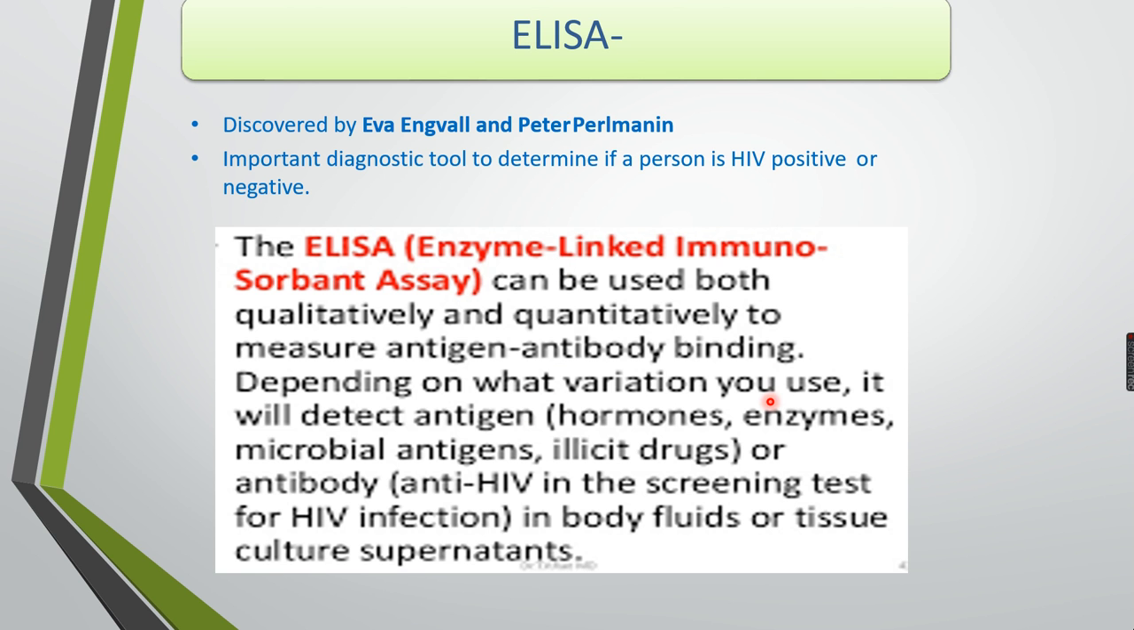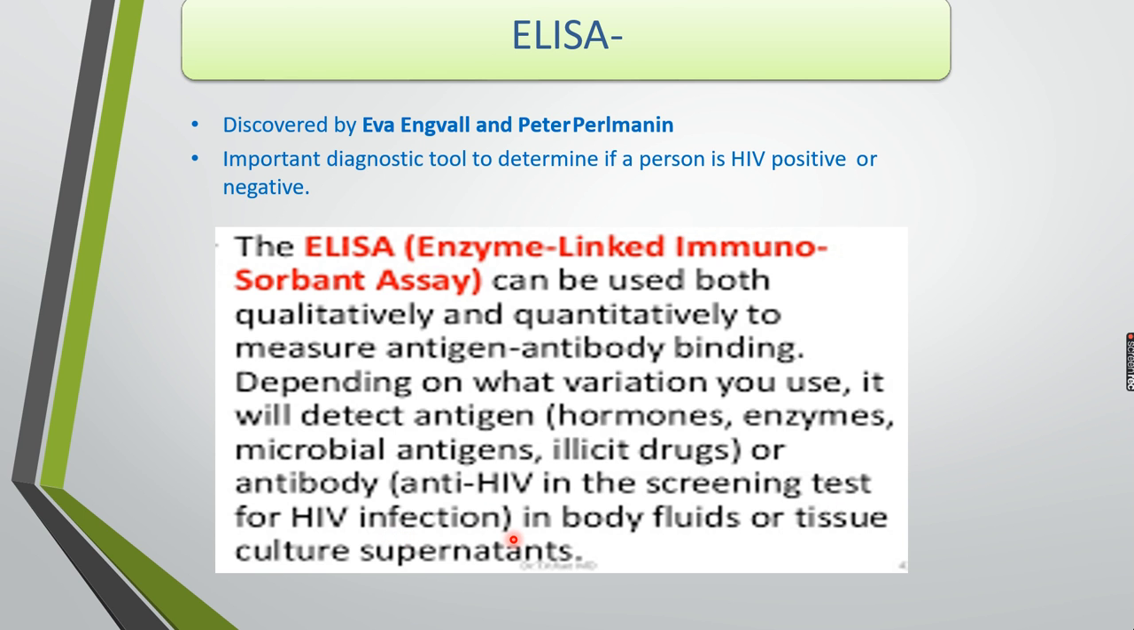Depending on the variation, we can use it to detect the antigen. Antigens, pathogens, hormones, enzymes, microbial antigens are present in the patient, and they will bring out which drugs we have to provide, or antibodies. If antibodies are present, we can find out anti-HIV virus antibodies in the screening test for HIV infection.